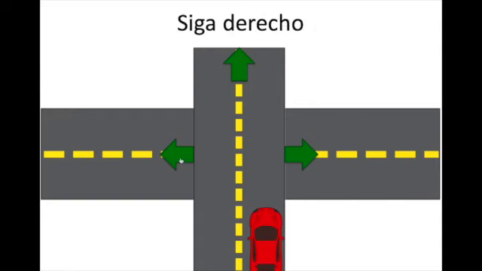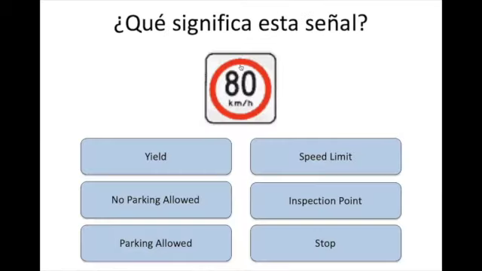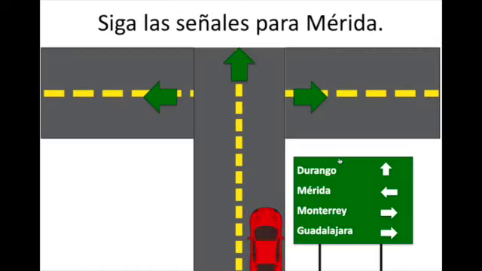This is practice for an activity you're going to be doing later in this module, where you're going to be asked on a map to draw a certain path or find a certain location. So here it tells us to siga derecho, which means continue straight. Siga derecho. And it asks you here, ¿qué significa esta señal? What does this symbol mean? This is the speed limit symbol. You can see 80 kilómetros, 80 kilometers. So this is their speed limit.